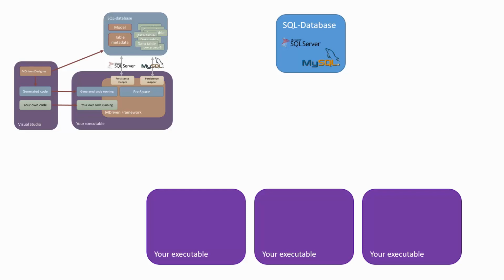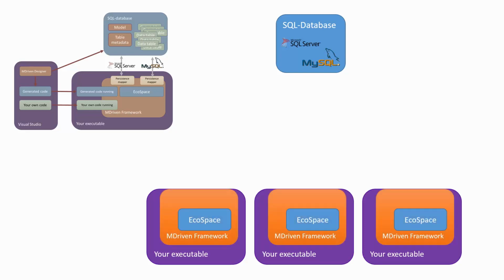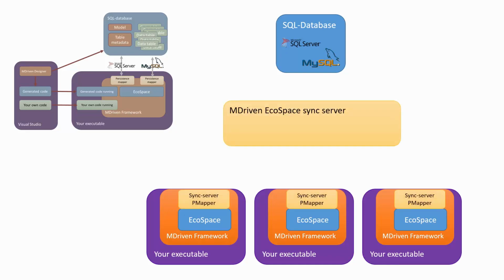We introduce the sync server. You have the same MDriven frameworks in each of your executables. You have the echo space, and then you have the sync server. And then you have another type of persistence mapper, which doesn't talk SQL. It talks the sync server language. So each client talks to the sync server, and the sync server talks to the SQL database.